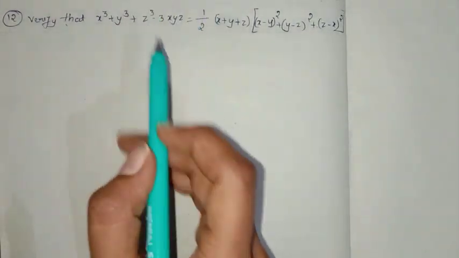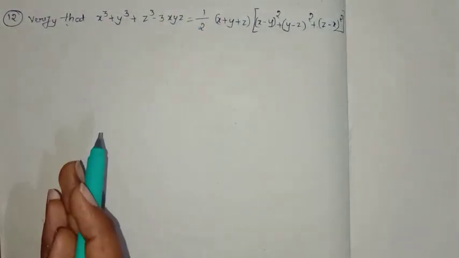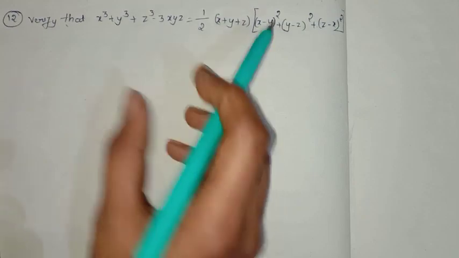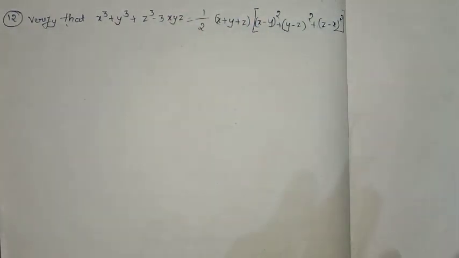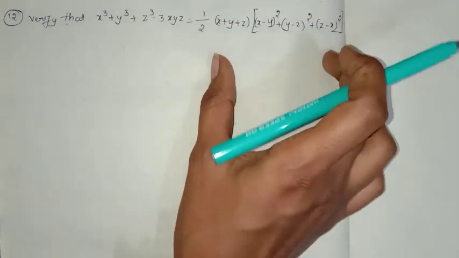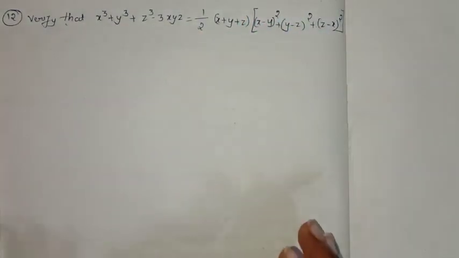From this you have to prove that LHS, you have to take the LHS and prove that RHS is equal, or you have to take the RHS and prove that LHS is equal. That means it will verify the given formula or given method.